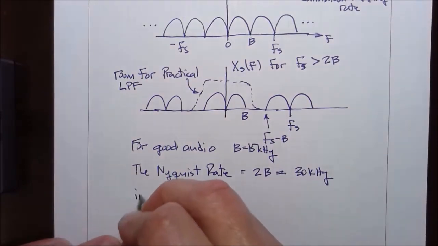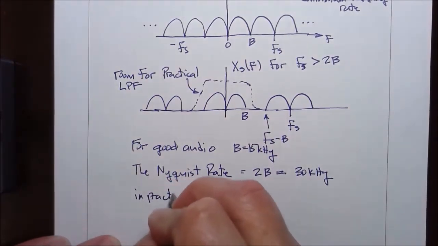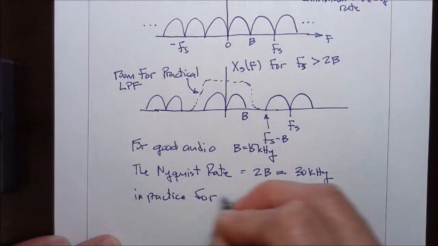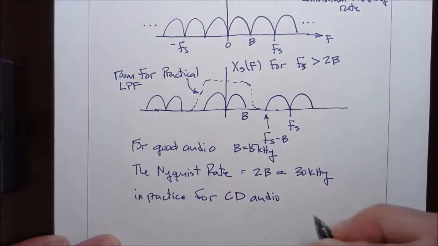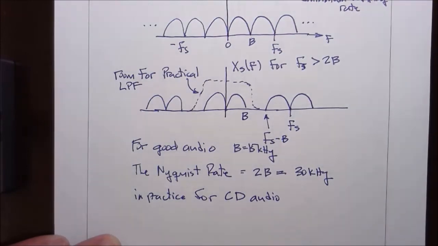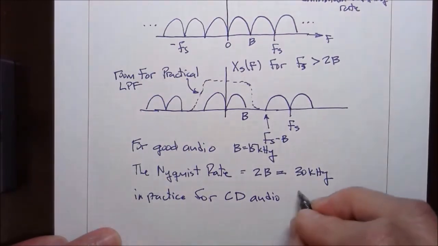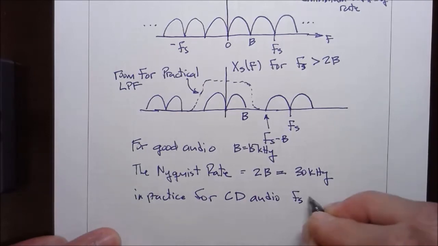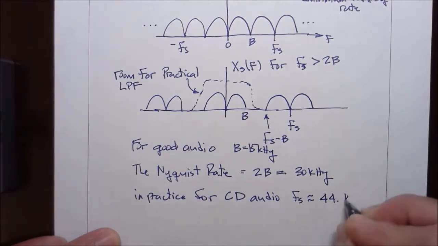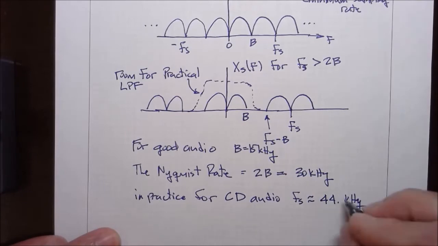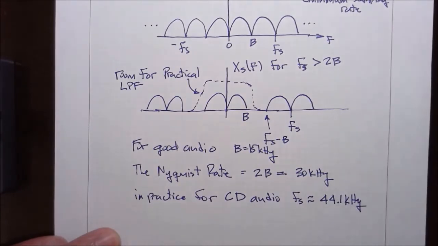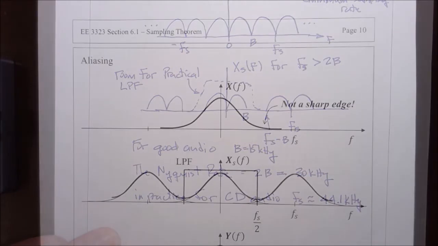In practice, for compact disc audio, you remember compact discs, don't you? Some of you may still have one. The sampling rate is, I think, I'm going from memory, I believe it's 44.1 kilohertz. 44.1 kilohertz. That's the industry standard.